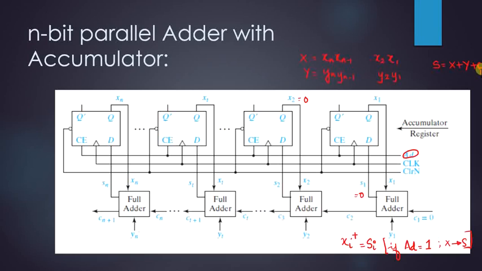So this is the input, this is the input, this is the input, this is the sum, and this is the carry. As you can recall, a full adder has 3 inputs, x, y and c. The sum is represented as Si and the carry is represented as Ci plus 1. If you look at the next block diagram, next we will move on to the 3-bit parallel adder with accumulator.